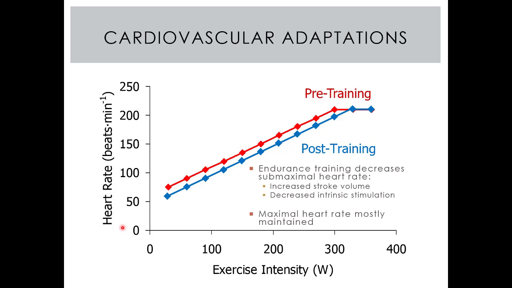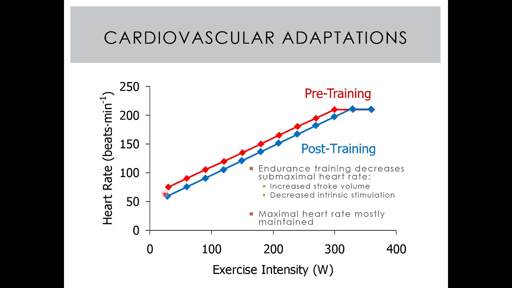As you see here, submaximal heart rate decreases as you progress through endurance training. This means at any given submaximal intensity, heart rate is lower. Why? The main reason is because each beat is stronger and more blood is pumped out per beat, as described in the prior slide. Because of this increased stroke volume, the heart does not need to pump as fast to eject the same volume of blood as it did before training started.